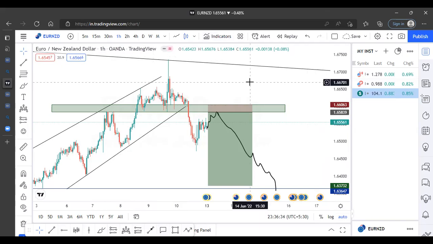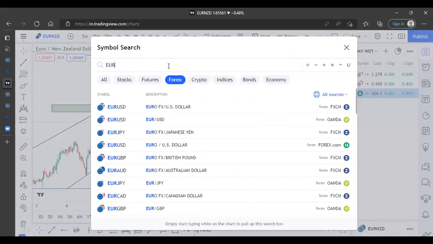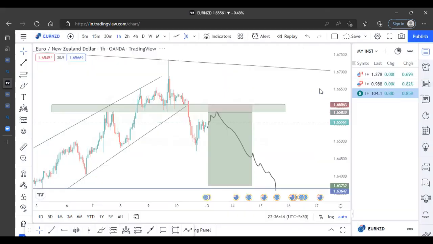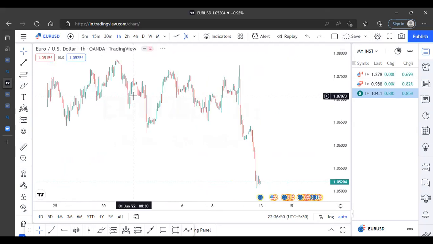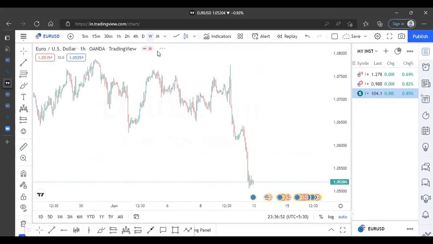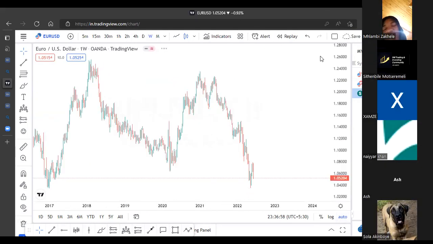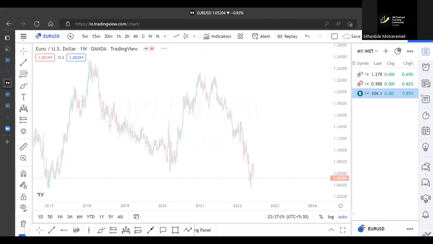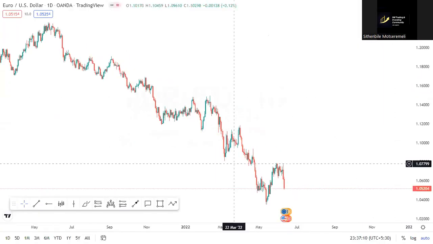And can you do Euro USD? Euro USD, I think it's going to sell, but let me analyze it and see. I was about to tell you to look at German 30. Nasdaq too. Yeah, but you can do Euro USD. Okay, let me do Euro USD.